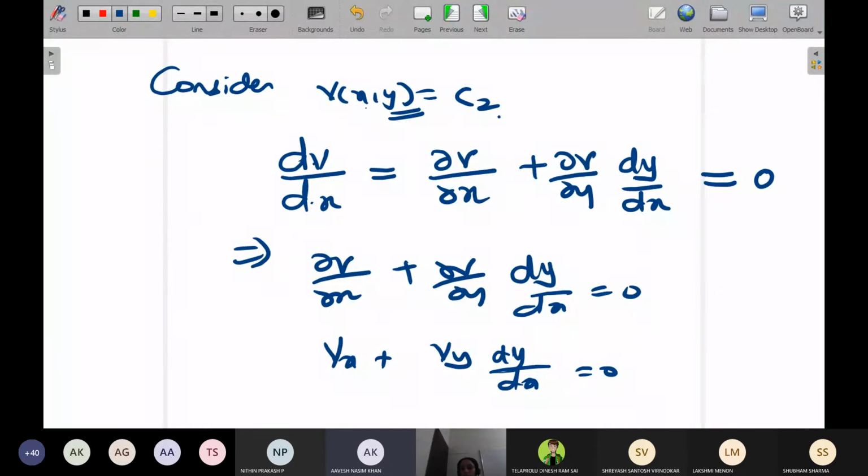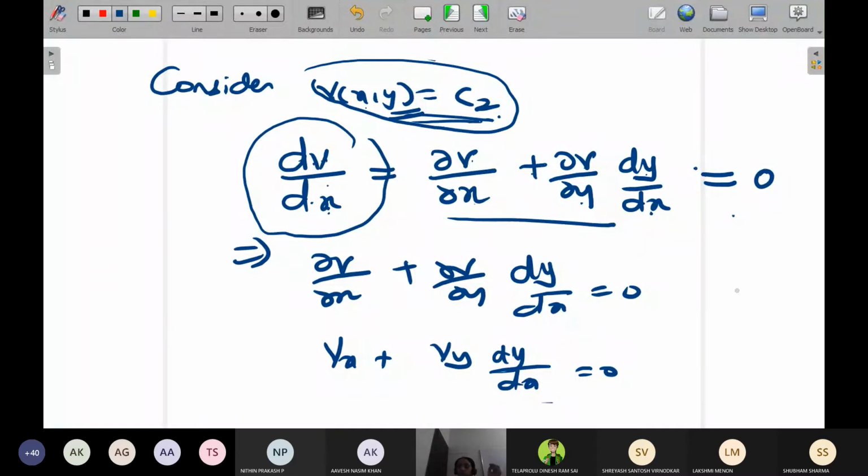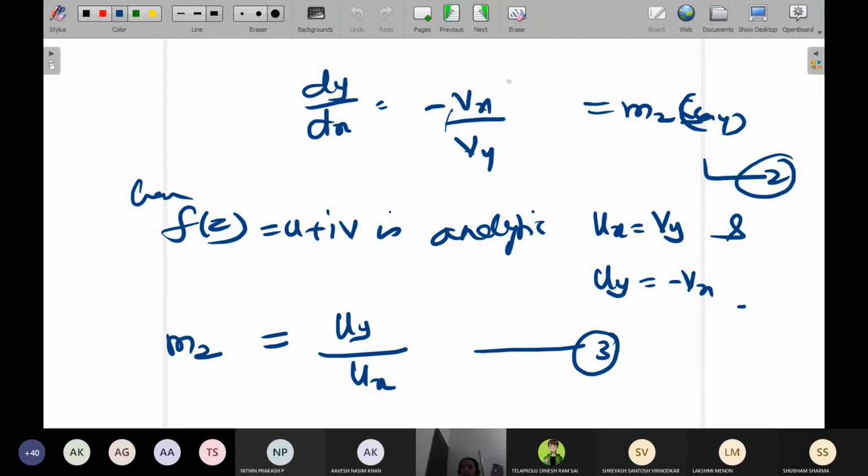V of x comma y equal to c2. Here you are considering one more, that is the imaginary part, to be some constant. Now what we want is dv by dx, but we know that v is a function of x and y, so we can write this as dou v by dou x plus dou v by dou y into dy by dx. But in general, dv by dx will be equal to 0 because we are considering the given function to be constant. So I'm taking this part alone. I'm just proving that m2 is equal to minus vx by vy. Then I'm using the concept of the CR equations. I'm replacing vx and vy in terms of uy and ux. Then I'm finding the product of slopes.